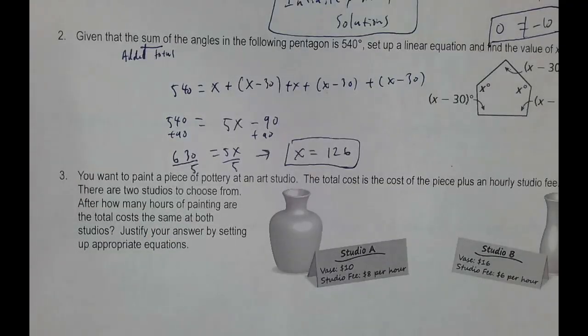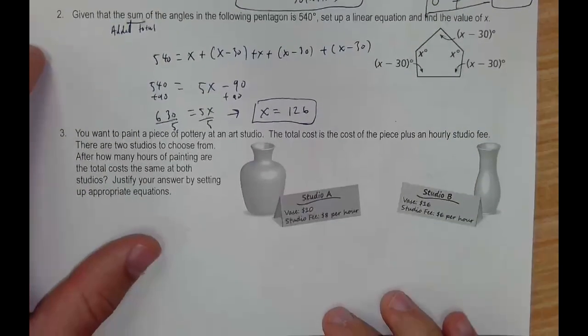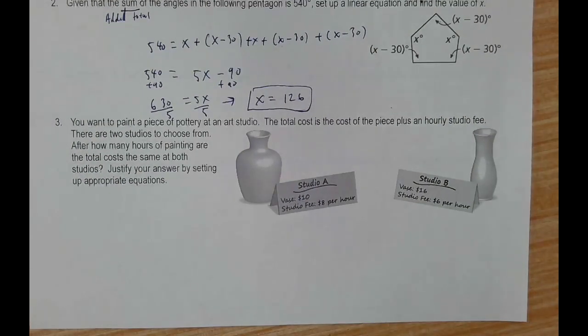All right. Here we have another word problem. Let's take some time. You want to paint a piece of pottery at an art studio. The total cost of the piece plus an hourly studio fee. There are two studios to choose from. After how many hours of painting are the total costs the same at both studios? Justify your answer by setting up appropriate equations.